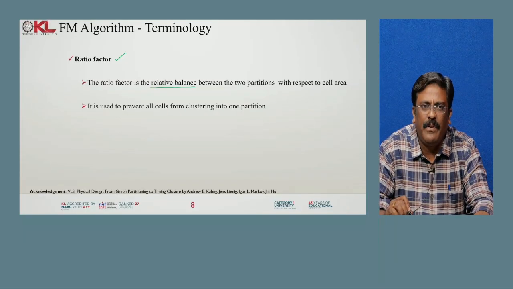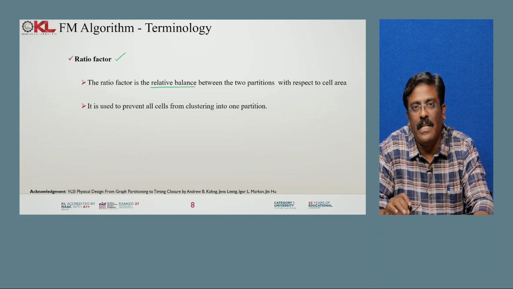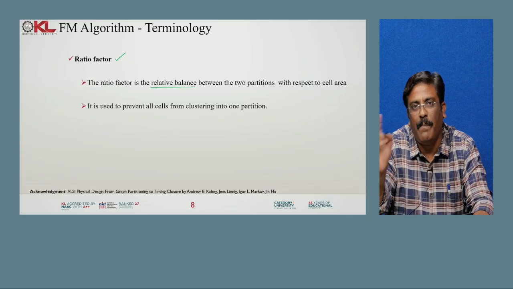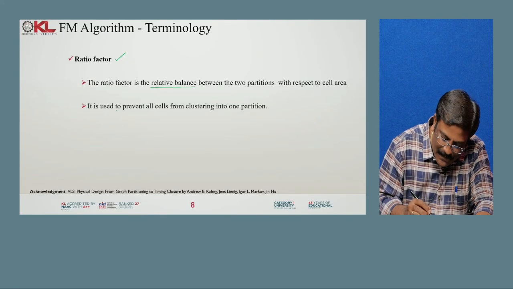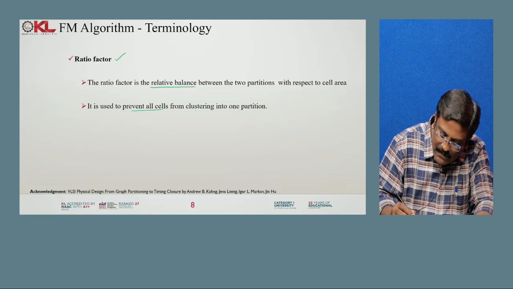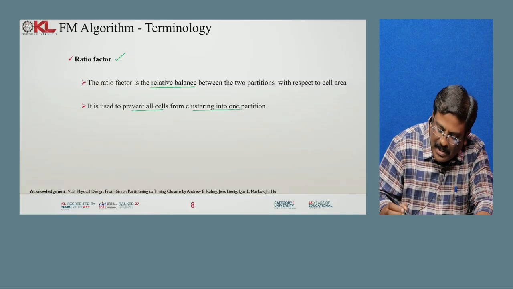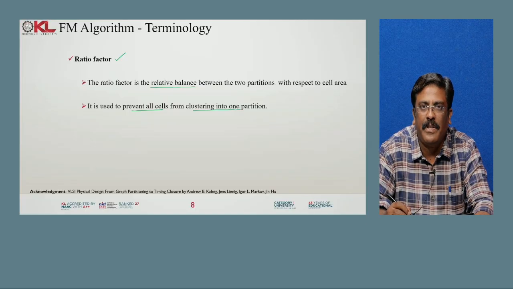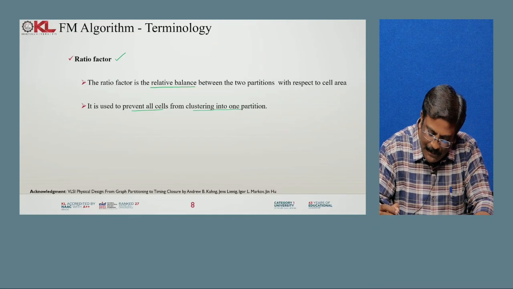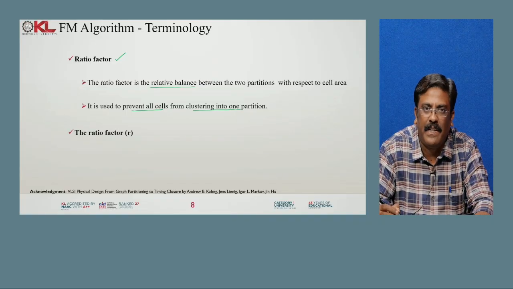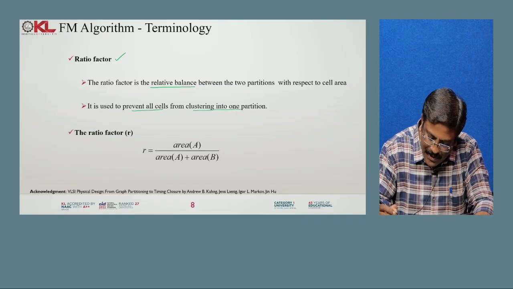And the second point to consider: the ratio factor is to make sure that all the cells do not end up aligned in one partition area. You can note it down as your second point: it is used to prevent all cells from clustering into one partition. That can be avoided by using this ratio factor. So we have a formula for the ratio factor. How can we estimate the formula for the ratio factor?